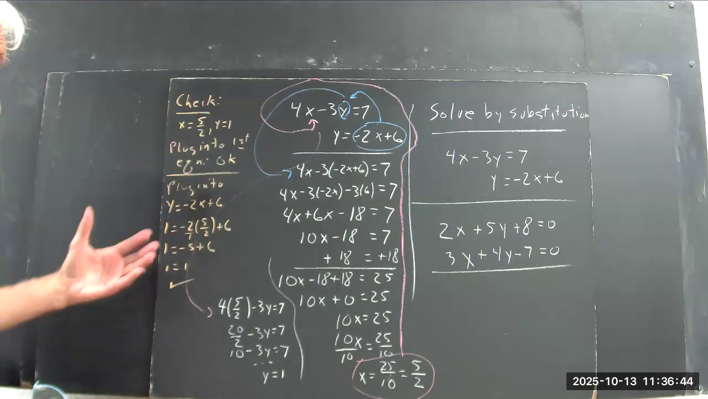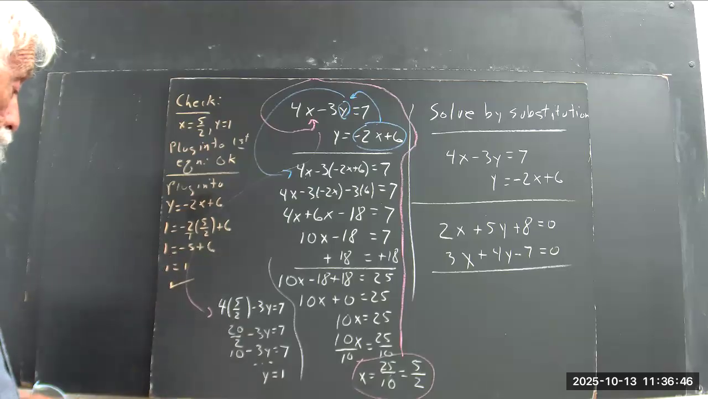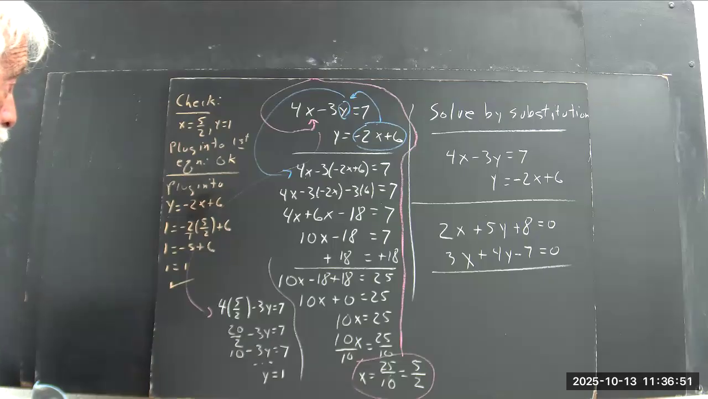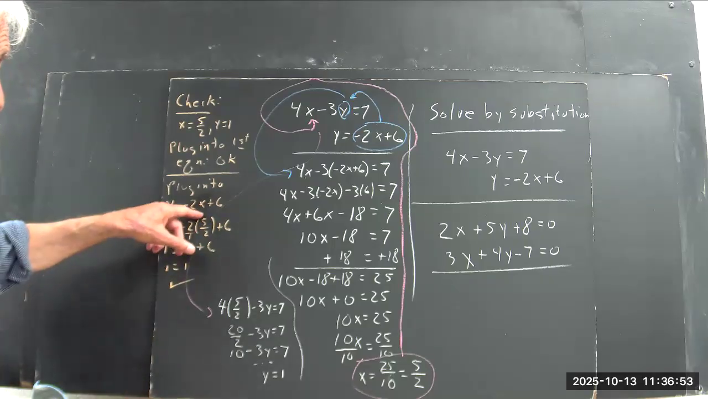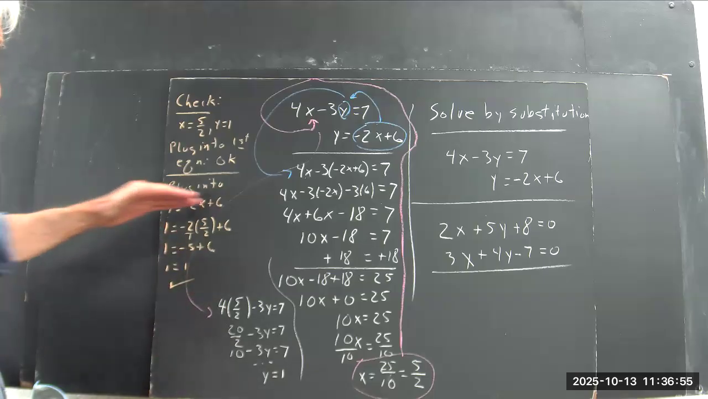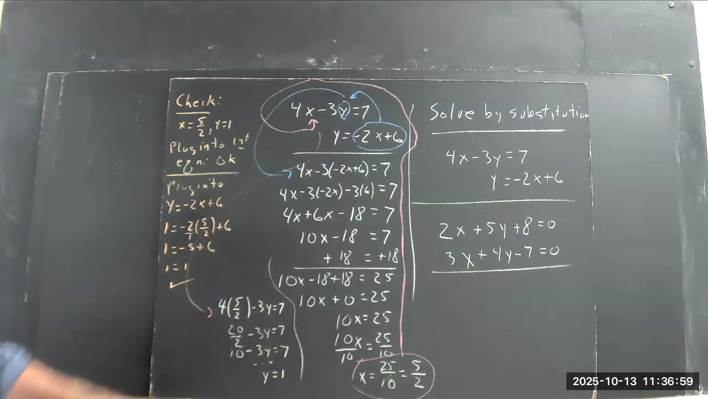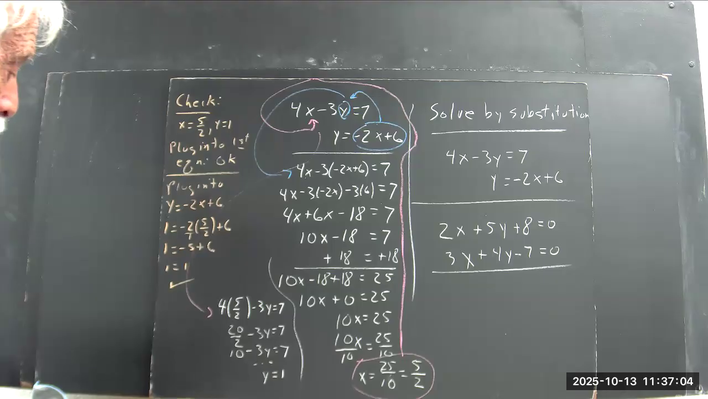Now, how you go about these steps is up to you. When you got negative 2 times 5 halves plus 6, you could have multiplied both sides by 2. And you'd have gotten a solution almost as quickly. And it would have been a good solution.